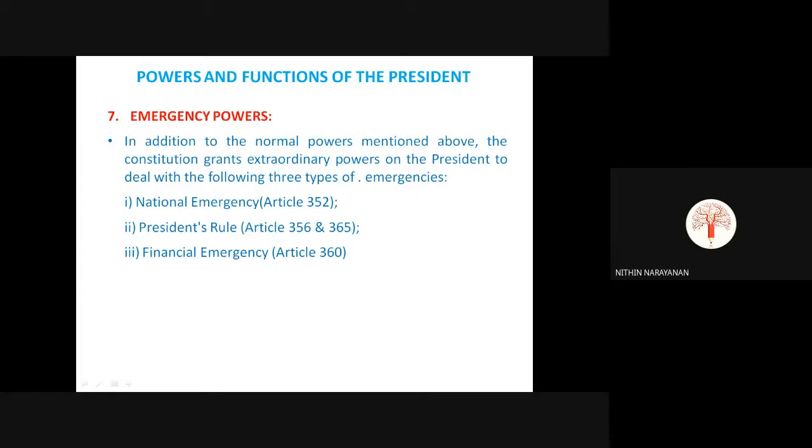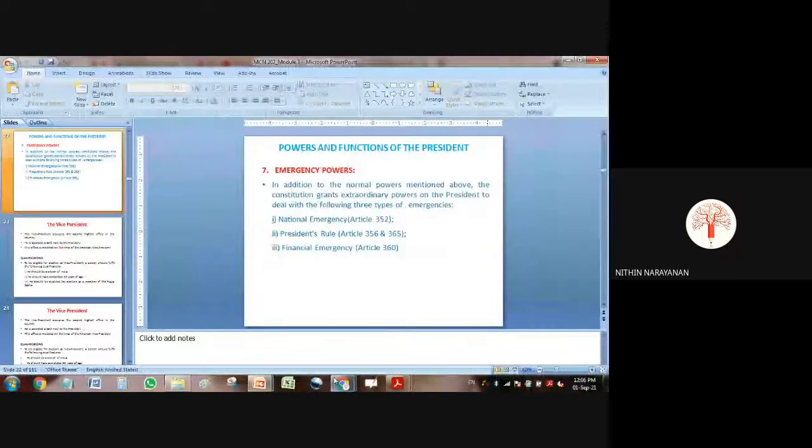And finally, the emergency powers. There are different emergency powers. In addition to the normal powers mentioned above, the Constitution grants extraordinary powers to the president to deal with the following three types of emergencies. What are the three types of emergency? National emergency. If a national emergency arises and is declared, he will get additional powers. The Constitution grants the president extraordinary powers to deal with national emergency, president's rule, or financial emergency. So the president has emergency powers in such cases. These are the things covered in today's class.